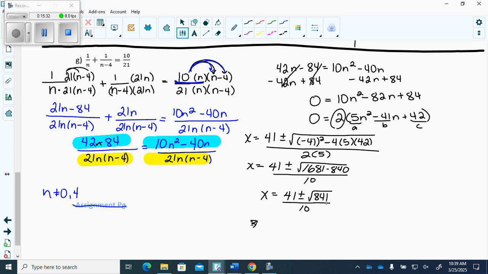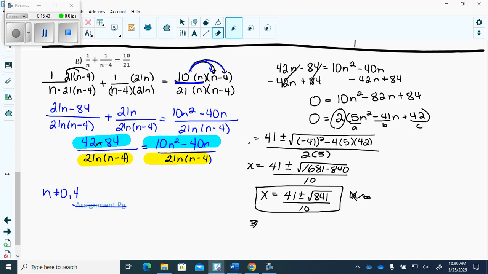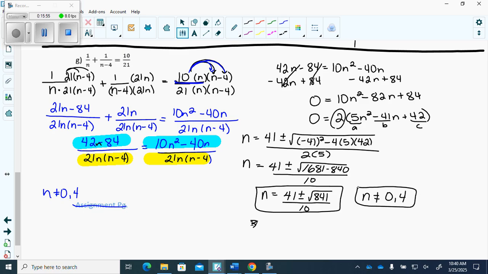So this would be the exact values. And you'd say x, and this isn't an x, that's a typo. What should this be? N. N equals. And then n can't equal 0 anymore. If they ask for it as a decimal, then you break it down. Yeah. You can square root it into 29. It's a perfect square? Yeah.